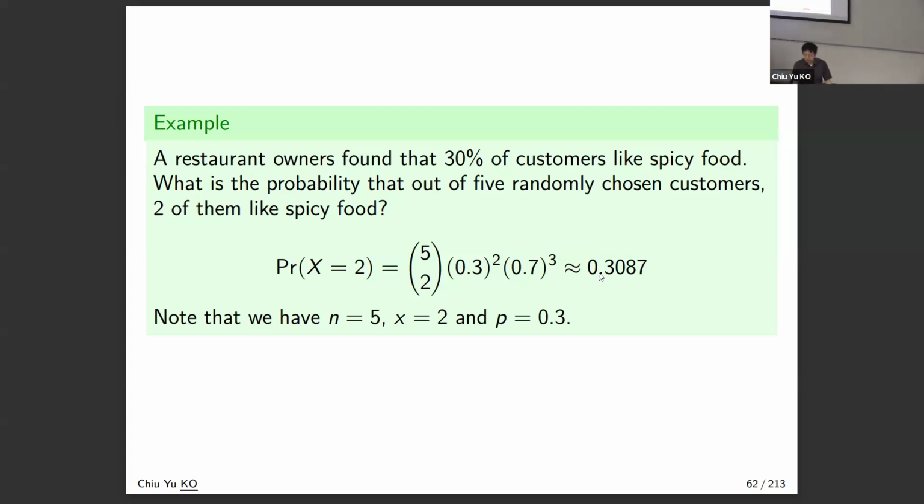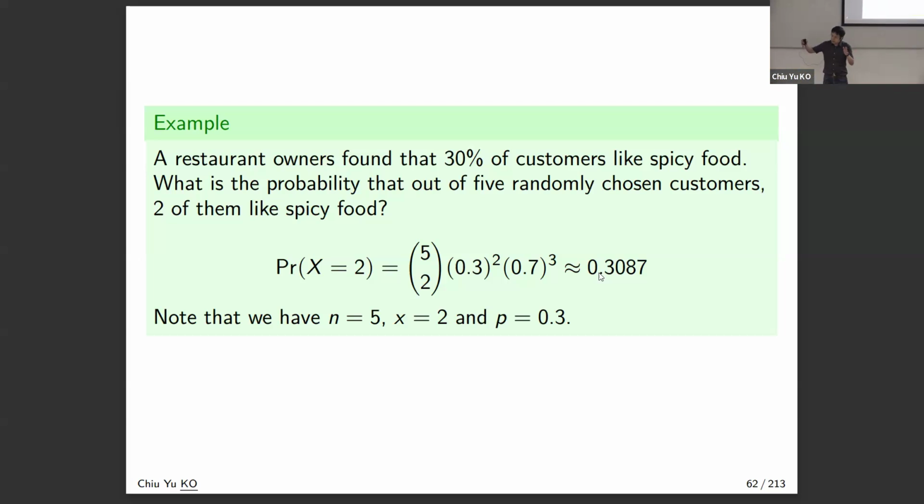The question is, now he has 5 customers coming in. Then he wants to know the probability that 2 of them like the spicy food. You can find 0 up to 5, right, you can find a number there, but focus on the case where 2 customers like it. Why does he want to do that? Because maybe he wants to decide how much spicy food to buy in the morning. So how do we do that, right?